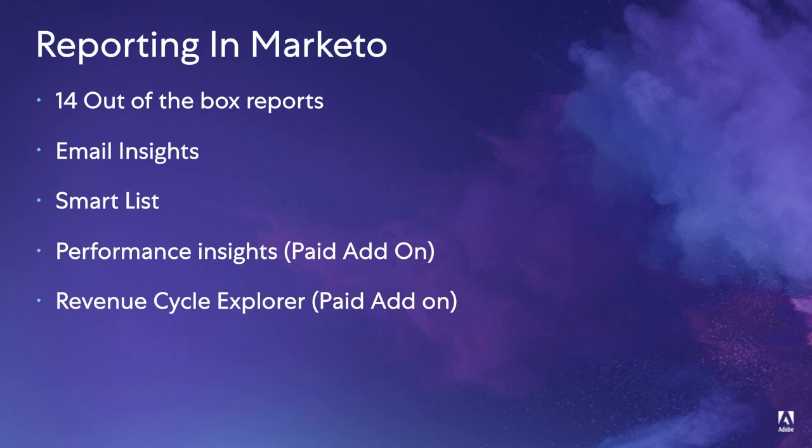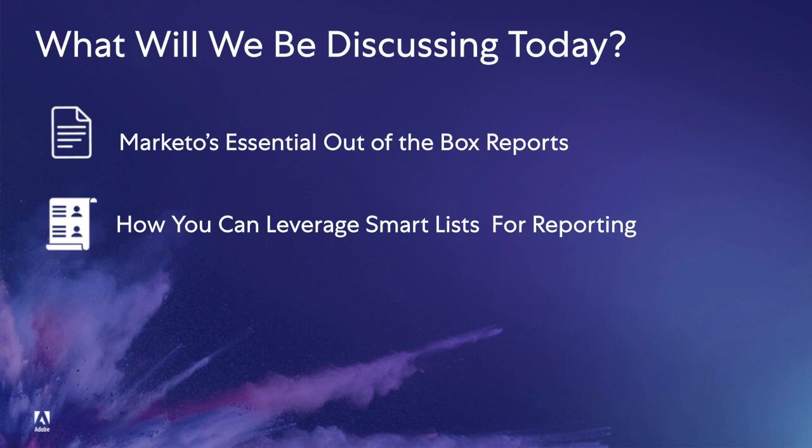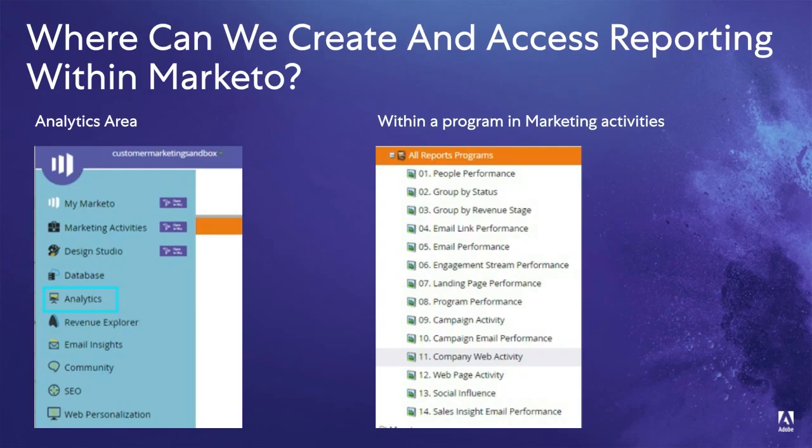So what we would be discussing today is Marketo's essential out-of-the-box reports and how you can leverage smart lists for great reporting and insights. So the first question is, where can we create and access reports in Marketo? So reports can be created in the marketing activities as well as the analytics area. For a more holistic or instance-wide reporting, analytics area is what I would recommend.